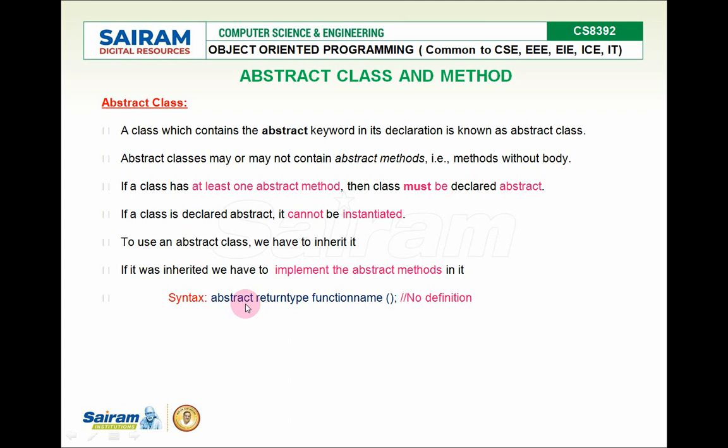This is the syntax for declaring the abstract method: abstract keyword, return type, function name. Similarly, for an abstract class, the syntax is the abstract keyword followed by the class keyword and the class name. Let's see an example.